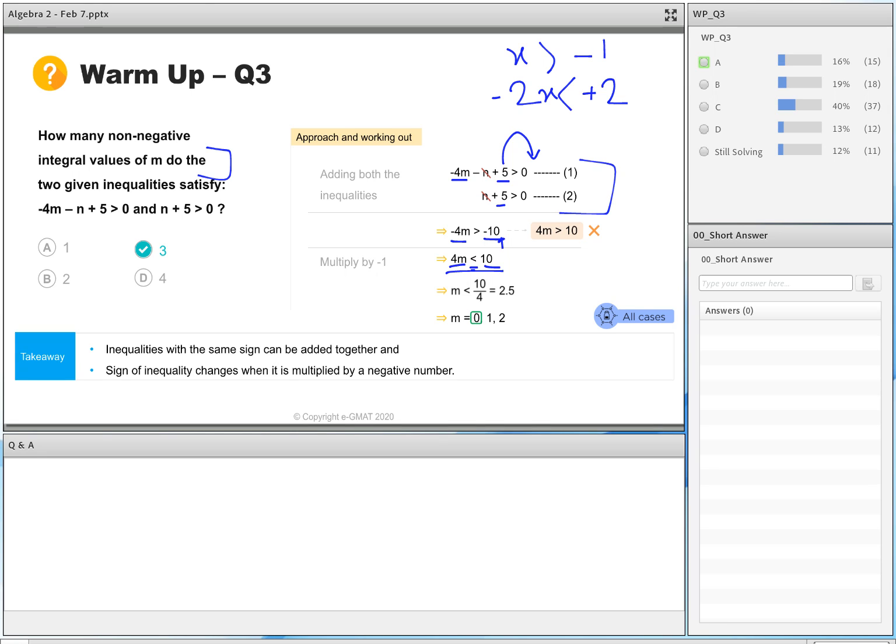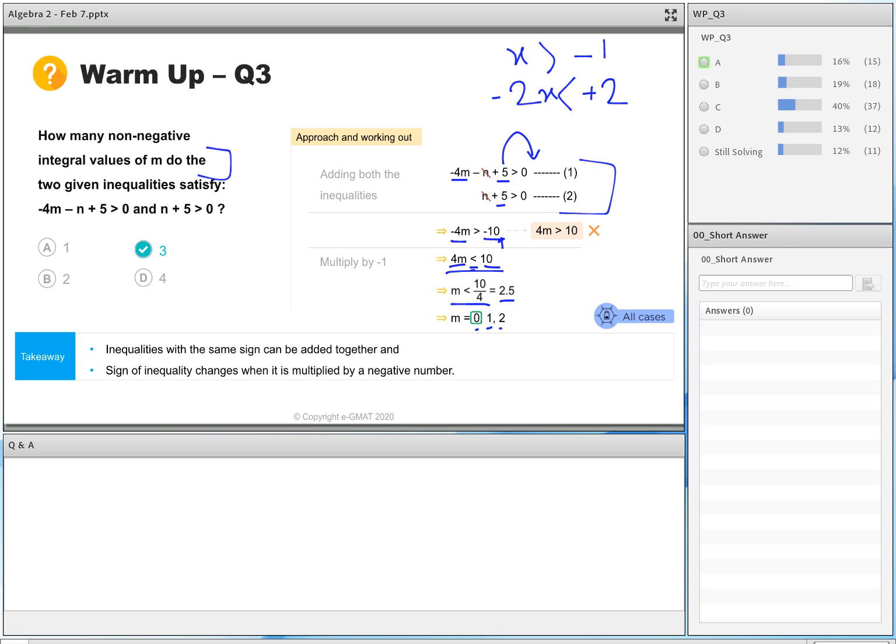So 4m now is less than 10. Divide both the sides of this inequality by 4. I get the value of m, or the range of m. m is less than 10 by 4, which is 2.5. So what are the values that m can take? m can take all values which are less than 2.5, which is 2, 1, 0, minus 1, and that can go to minus infinity. One thing over here is the constraint that's given in the question.